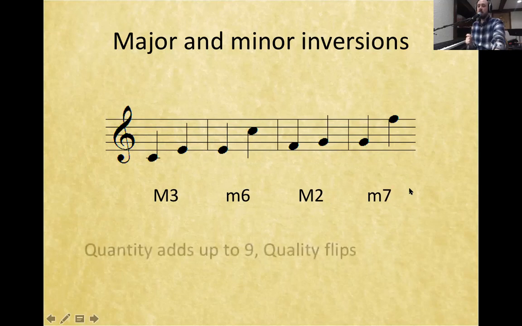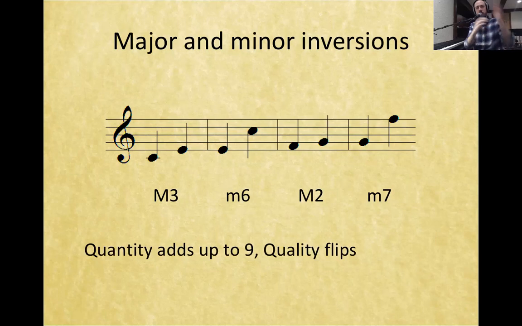But the even more interesting thing is that the quality of the interval switches. Major intervals invert to become minor intervals. Minor intervals can invert to become major intervals. So that's so cool that inside of this major third, in some way, is a minor interval. Inside of this minor seventh is a major second.